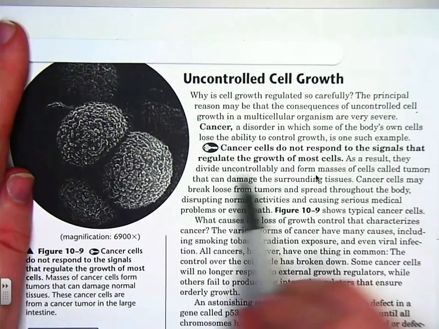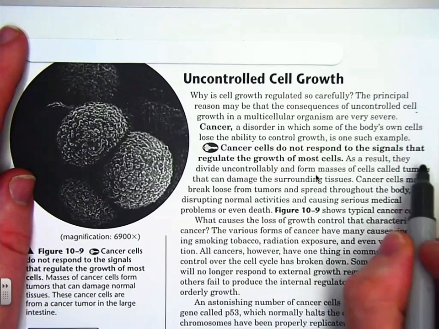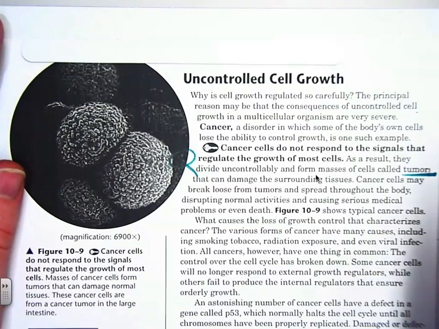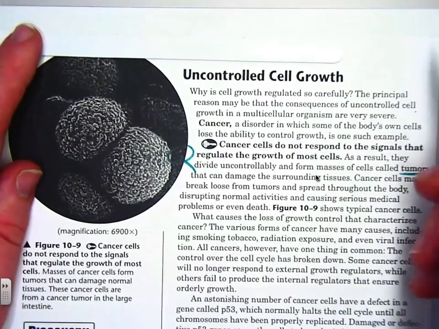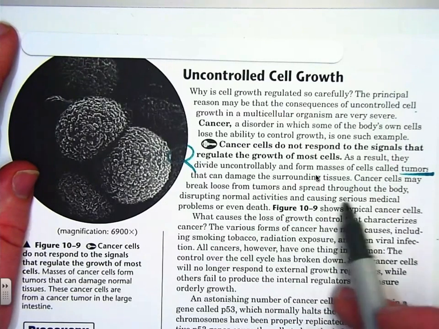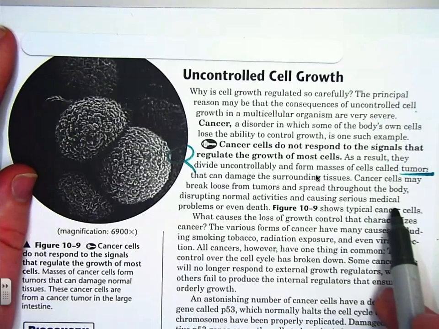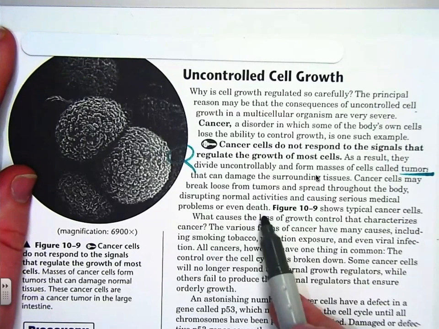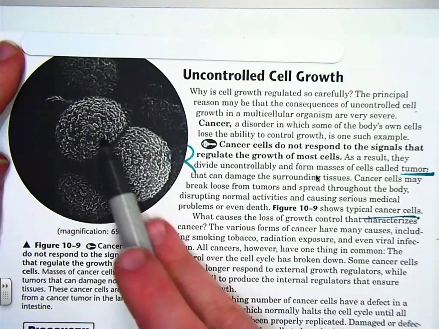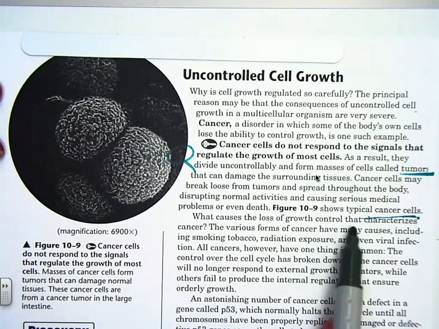As a result, they divide uncontrollably and form masses of cells called tumors. Oh man, what is a tumor? Great quiz question. Mass of uncontrolled growing cells. Cancer cells may break loose from tumors and spread throughout the body, disrupting normal activities and causing serious medical problems or even death. Figure 10.9 shows a typical cancer cell. 10.9, okay. What causes the loss of growth that characterizes cancer?